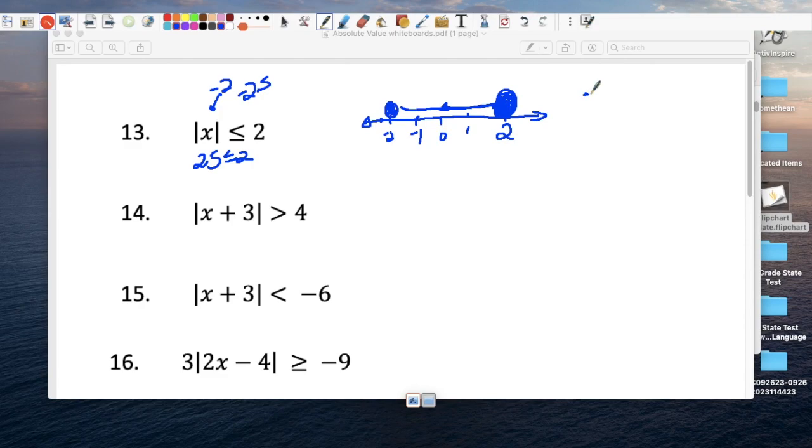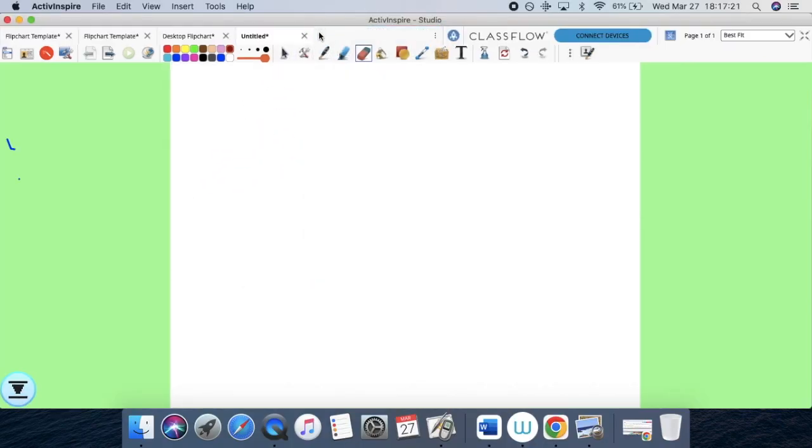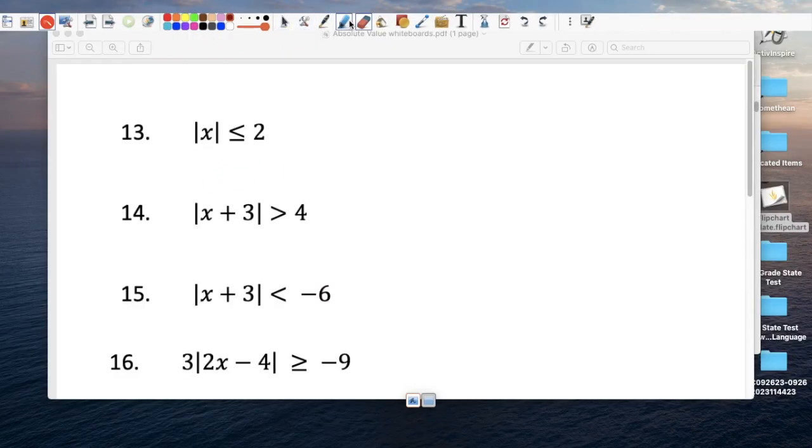Another way of writing this is using brackets. That means inclusive, right? So -2, including -2, all the way to 2, including 2, can be the values for x. Now, the second problem asks, what can x be? We're trying to find values for x that I can add to 3 to be greater than 4.